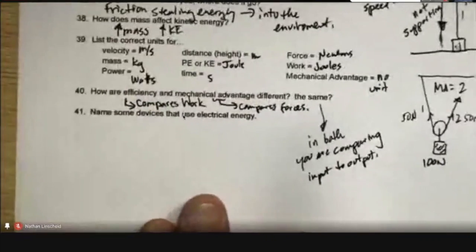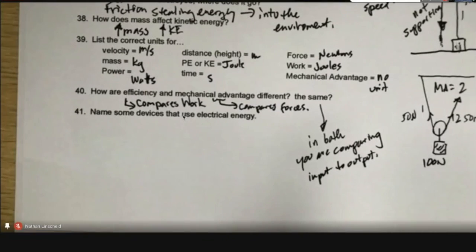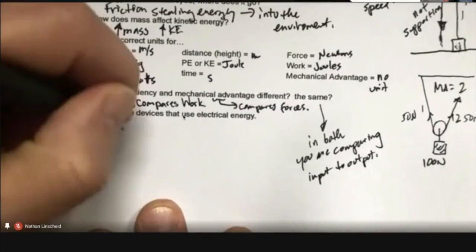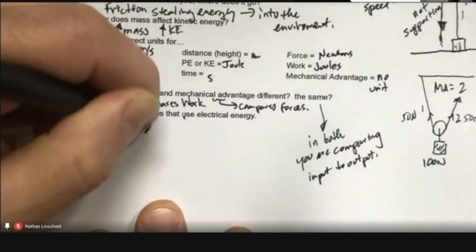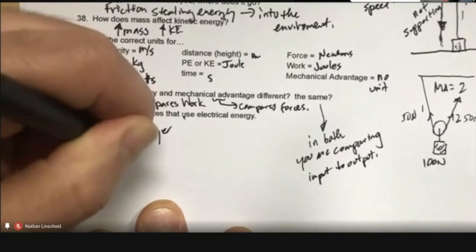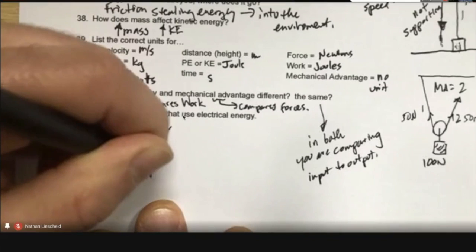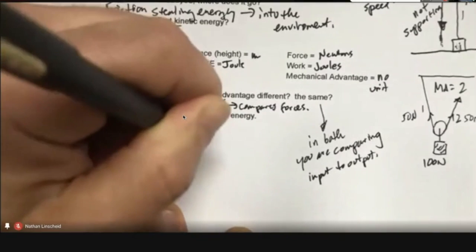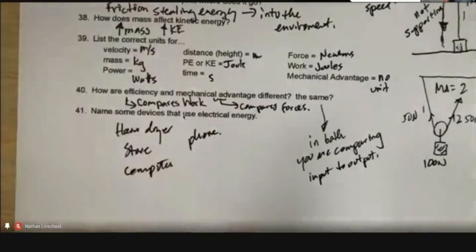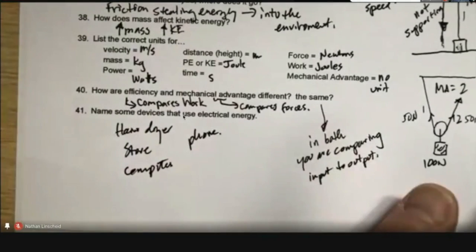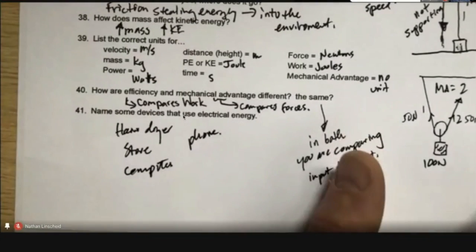All right. Finally, 41, name some devices that use electrical energy. You can name about 1 billion different things that use electrical energy. Hair dryer, stove, computer, phone, you know, the list goes on and on. Anything you plug in or charge or use a battery for that uses electrical energy. All right, last page.